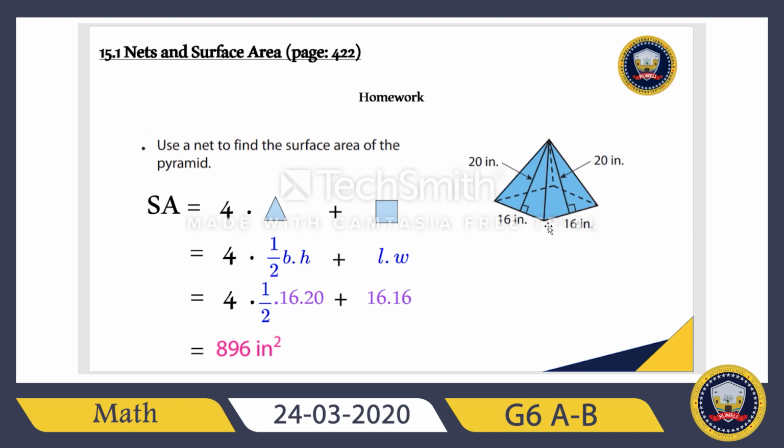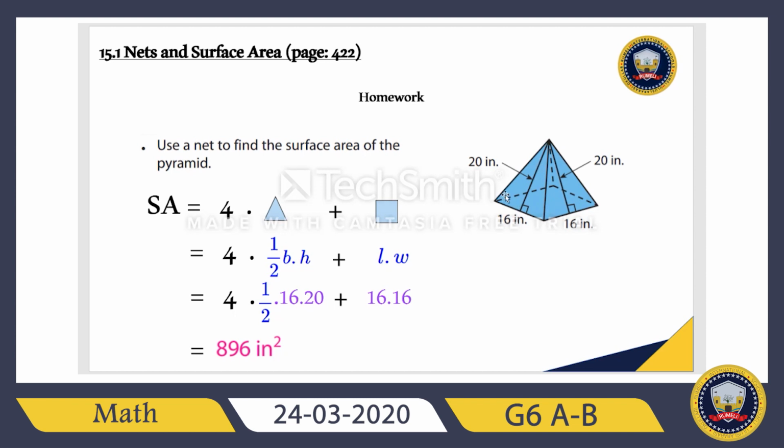So I will have four triangles and one base which is a rectangle. So the surface area equals 4 times the surface of one triangle, that means four sides, plus the surface or the area of the base. So what is the area of one side?